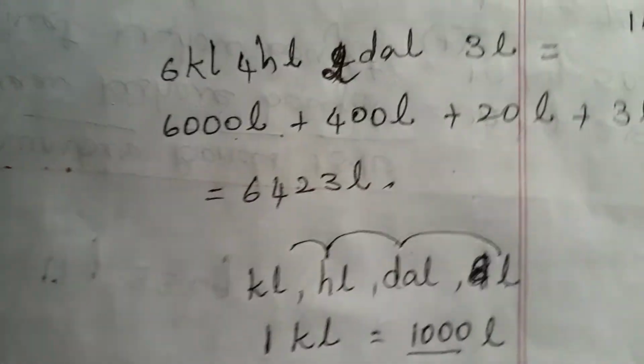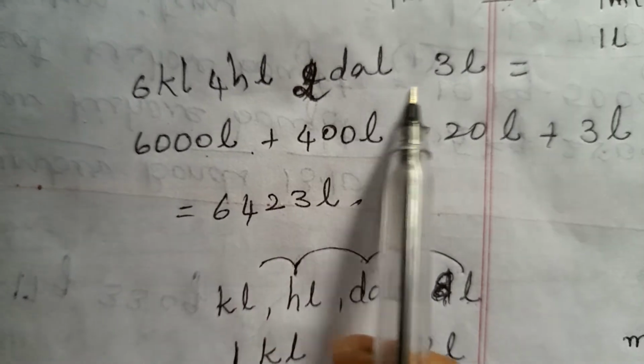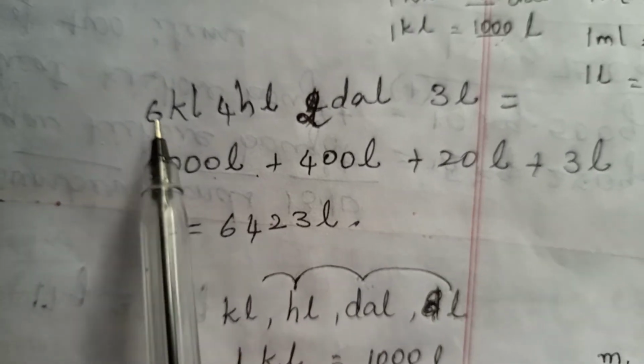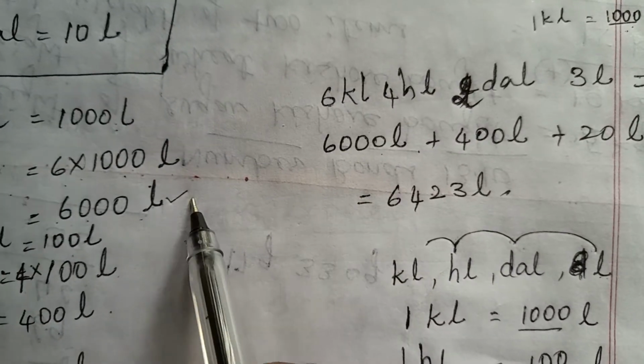Now, for the final answer, we will write the full question. For 6 KL, how much did we get? 6000 liter.